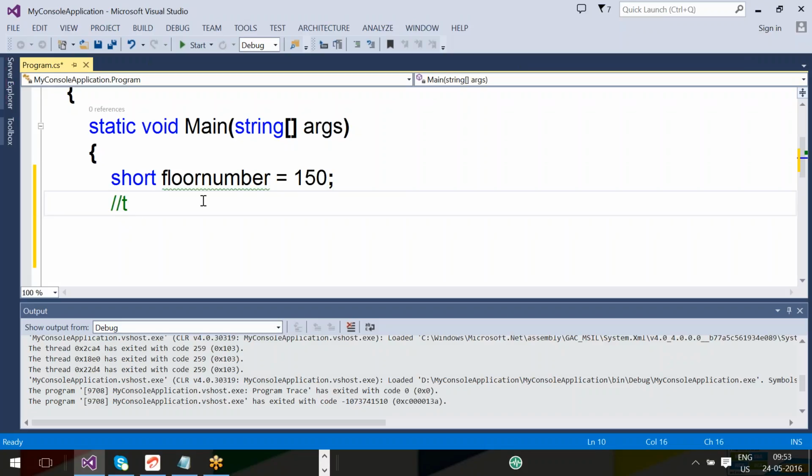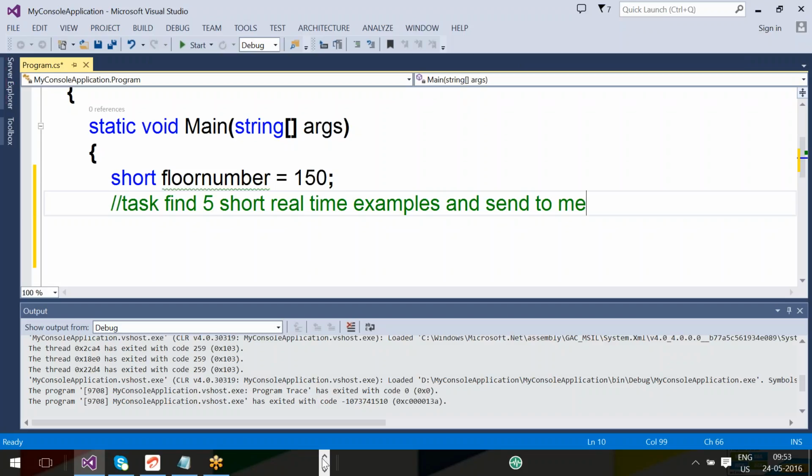Task: find 5 short real-time examples and send them to me. This is one task for today. Remember, think; it is not required to search in Google. By thinking you will get this.